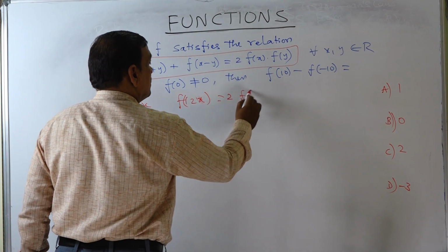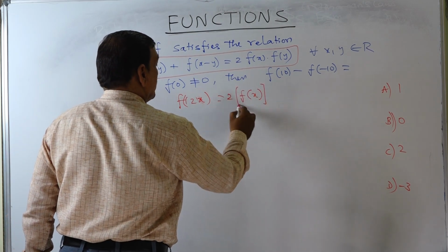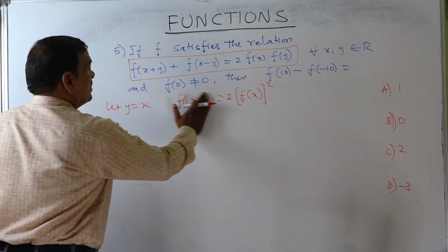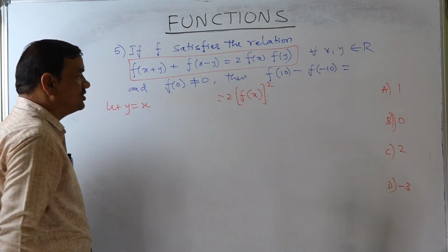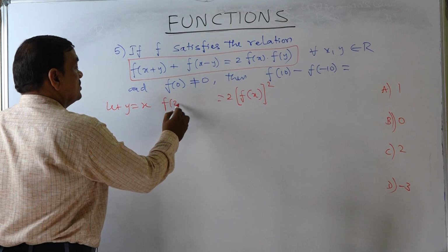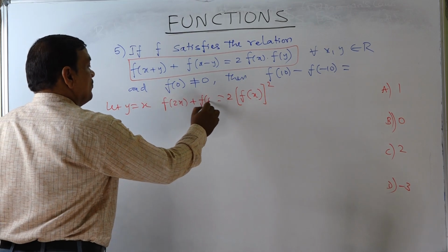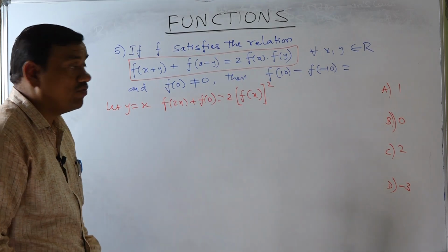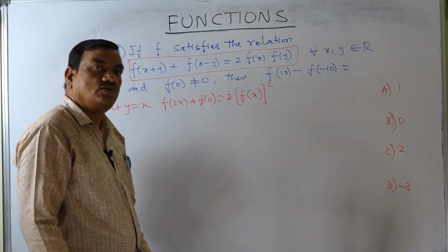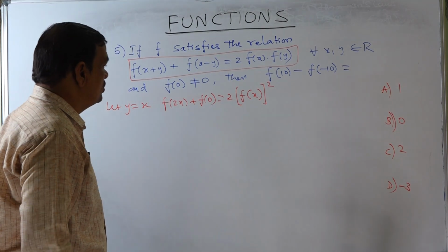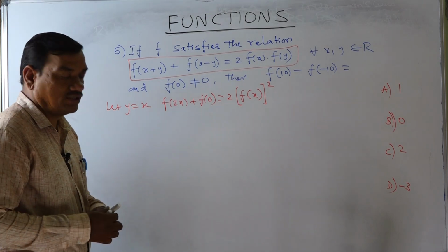So 2 times f of x whole square. Sorry, this is f of 0. Since f of 0 is not equal to 0, you have to write f of 2x plus f of 0. Why? Because f of 0 value is not 0. So f of 0 you have to write down, right? So this is one equation.